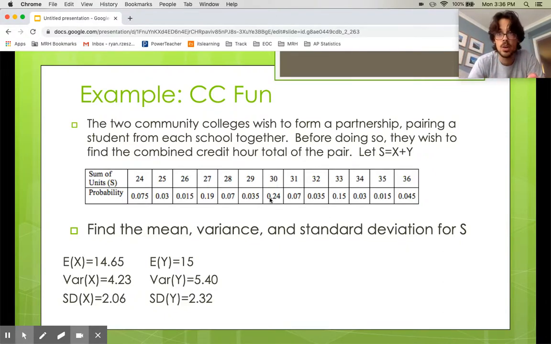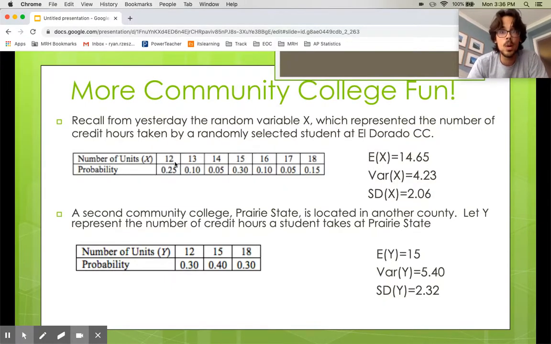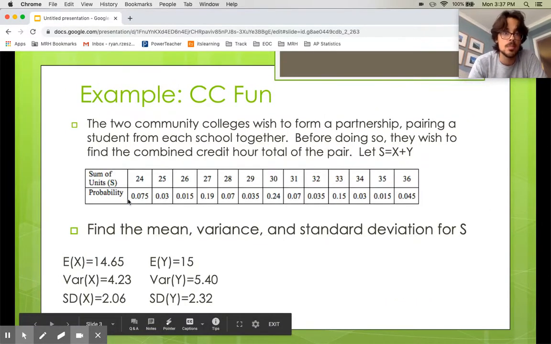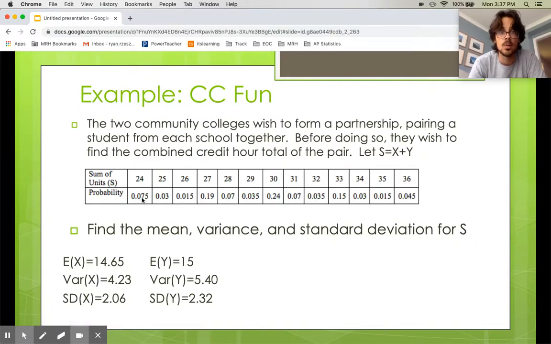Now I went ahead on this slide here and showed you guys the table of S. These are all the possibilities for S along with their probabilities. But I think it's worth reviewing right here where those numbers come from because this table here isn't magic. It's just using what's on the last page. If I were to randomly pick one kid from X and one kid from Y, the least number of credit hours I could pick from X is 12. The least amount from Y is also 12. So the total sum, the smallest it could possibly be, is a 24. So I would need a 12 and a 12 for that to happen. So if you do 0.25 times 0.3, that's going to equal 0.075. And the smallest number of credit hours is 24.